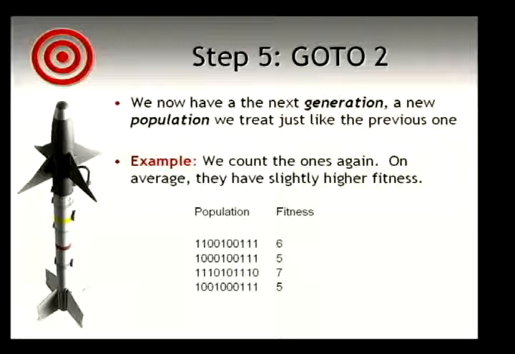Our population has all grown up, and now they're just like their parents. We calculate their fitness and move on from there. If you notice, the population's fitness overall went up. This conforms to our intuition. You know, genetic algorithms are optimizing. They're trying to find a better solution.